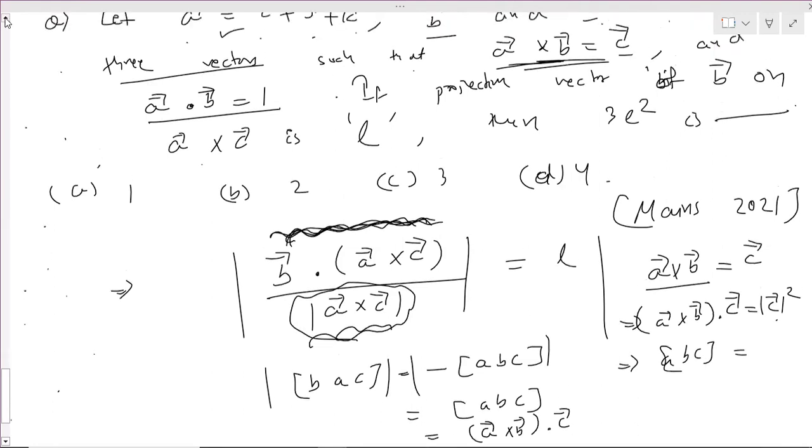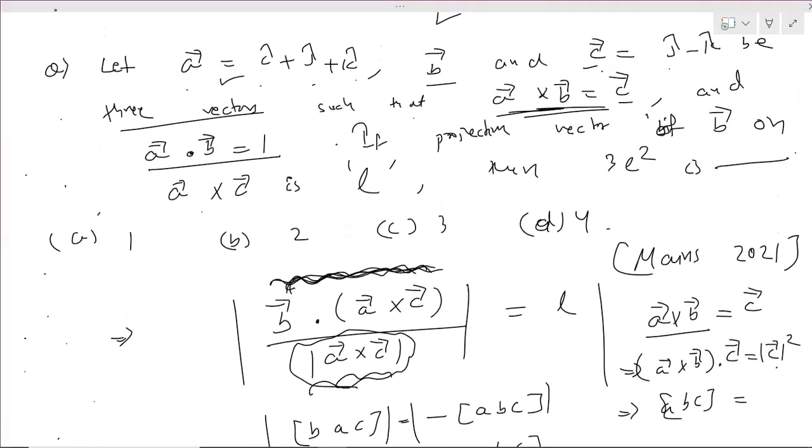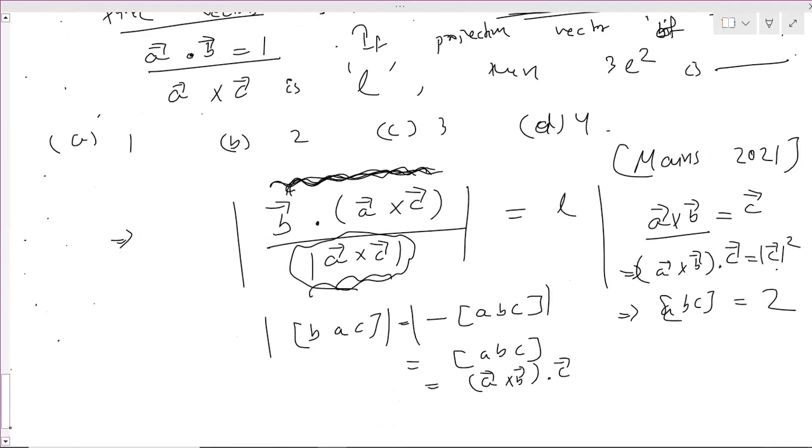C vector is already given, J minus K. So modulus is root 2, and root 2 square is 2. All right. So shouldn't ABC be written as A dot B cross C?